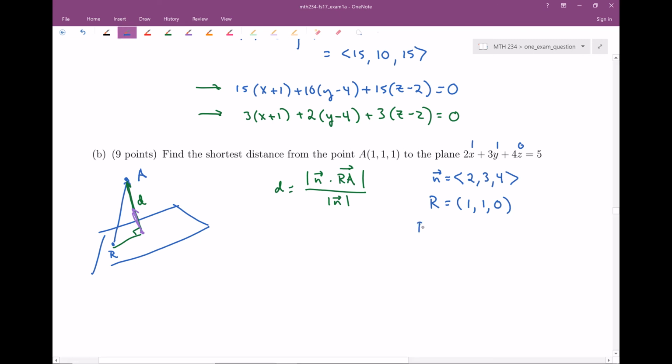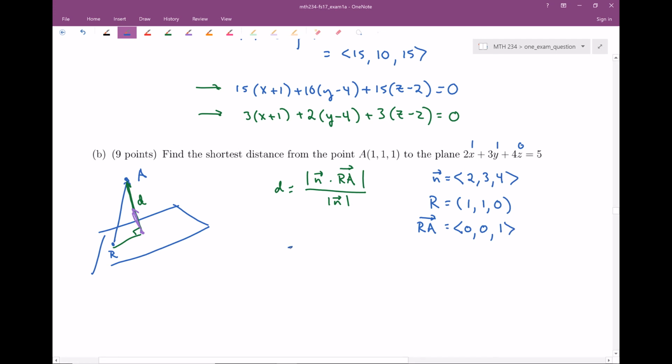So now I'm going to find RA. I start at R and I end at A. So I start at 1, I end at 1. How many steps did I take? 0. I start at 1 and I end at 1. How many steps did I take? 0. I start at 0 and I end at 1. How many steps did I take? 1. So there is my RA: 0, 0, 1.